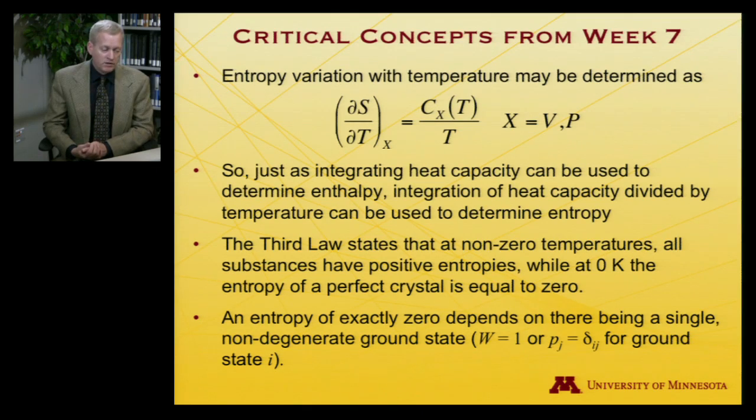and also the probability of being in a given state j is the Kronecker delta i j, where i indexes the ground state. So I actually used 0 as that index earlier this week, but in any case there is one state with probability 1 and all other states with probability 0.